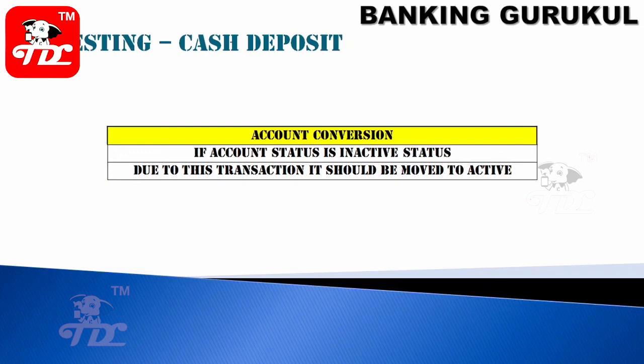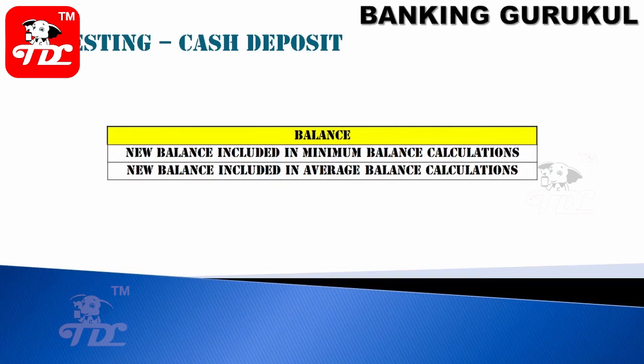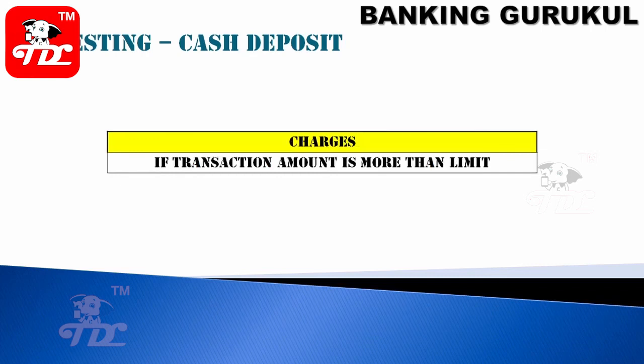Account conversion. In a few scenarios, your account is inactive, you make a cash deposit, and automatically it will become active. These scenarios you can also test. Balance: you can include the minimum balance calculation and average balance calculation. Because of this transaction, your average balance should be calculated, and you see that the cash deposit is deposited and you are following the minimum balance calculations. Charges: because of the cash deposit transaction, if any charges are there, you have to see whether charges are debited to the customer account and credited to bank income.